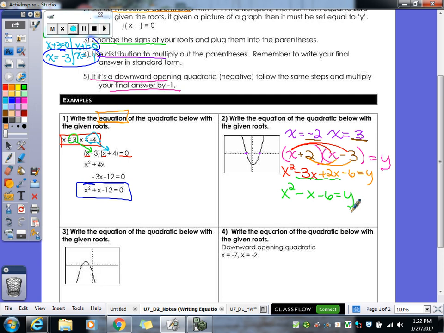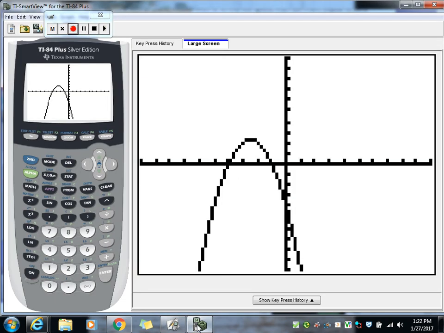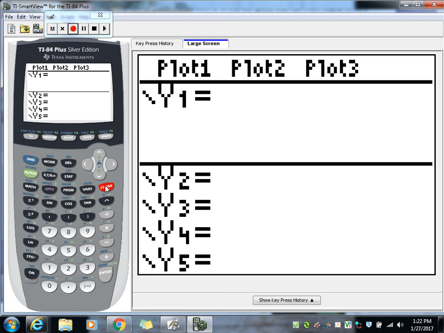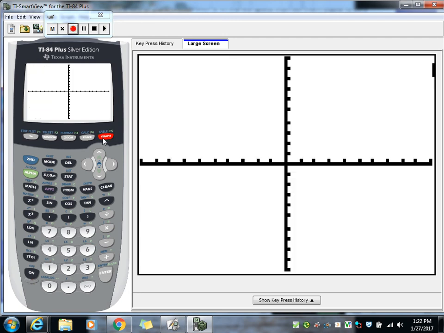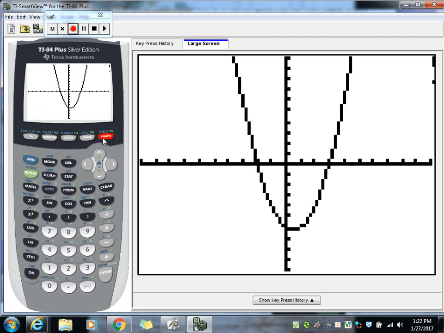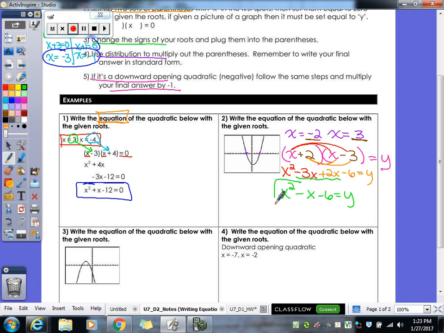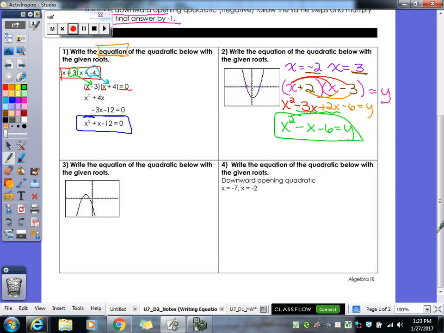So then we can check this. Let's put this in our calculator and see if we can get the same picture. So I'm going to go to my y equals x squared minus x minus 6. That's the equation we got. If we look at the graph, is it the same as our picture? Yes. So we got that one right. So there's our final answer.